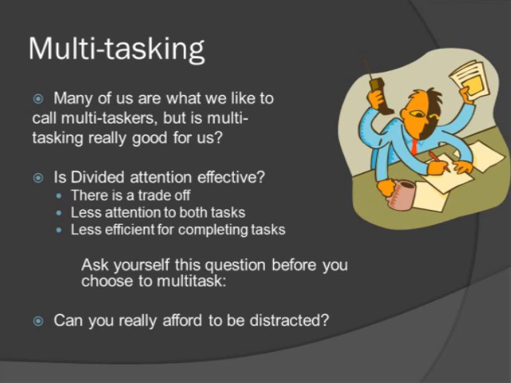Anytime you're going to divide your attention, you have to give something else up in order to be able to focus on more than one thing at a time. You're going to have less attention for both tasks, and you're going to be less efficient in completing those tasks. So always ask yourself this question before you choose to engage in multitasking. Can you really afford to be distracted? How is that actually going to affect your active learning?